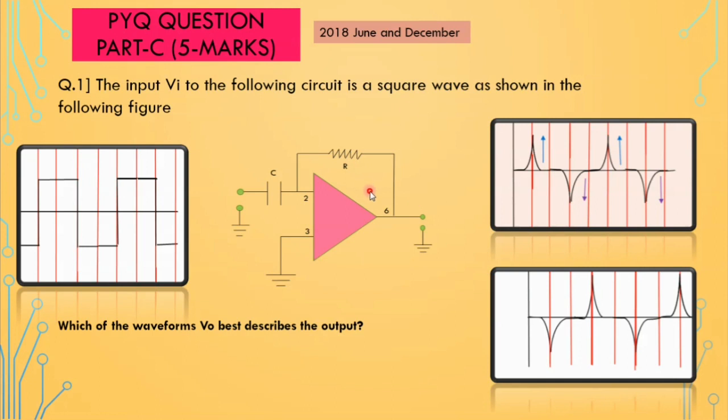But by using this differentiator, which we have applied at the inverting terminal, the waveform is inverted by 180 degrees. That's why where this was increasing, here we get decreasing, and where it was decreasing, we get increasing. So we will get the reverse, inverted form of this. So this is the correct option. In this way you have understood how to attempt the question on this differentiator.